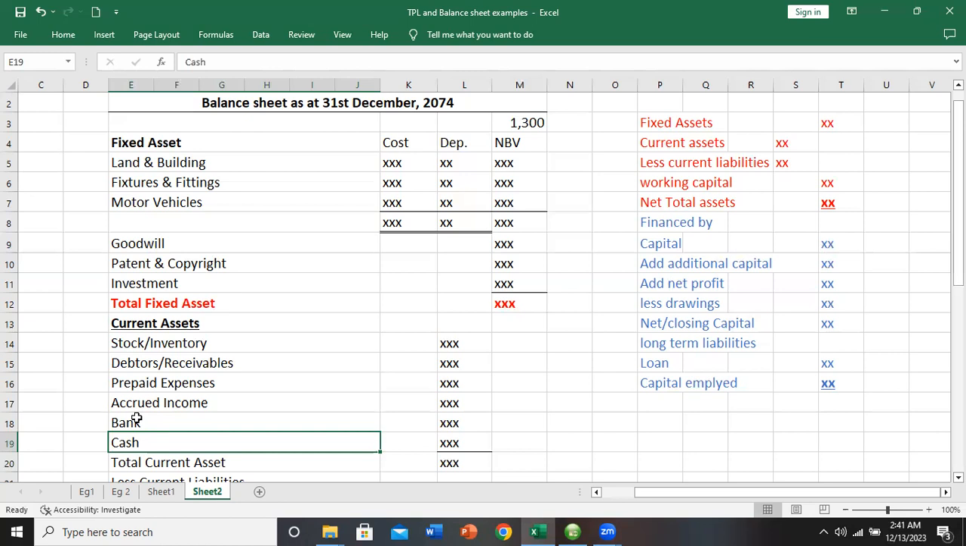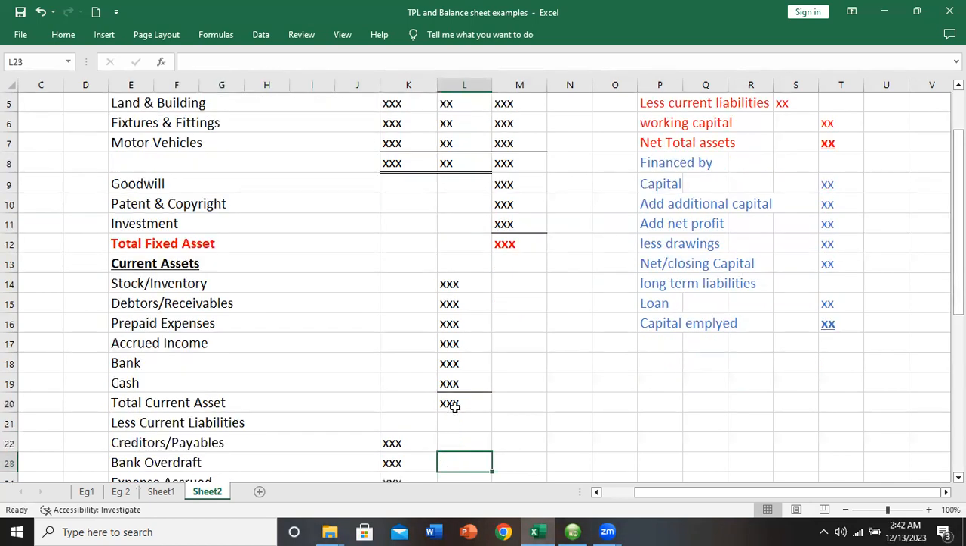Now, looking at the arrangement, your current assets will be in the middle or the second column. So when you list them there, you put the total there as total current assets. So in your balance sheet, you start with your fixed assets, you continue with your current assets. Any question? No question yet.